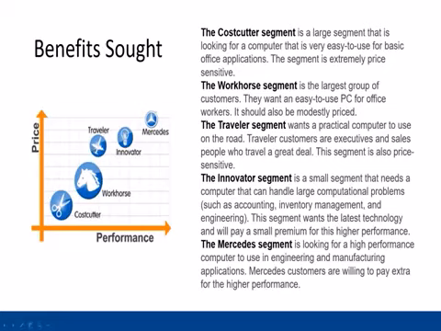So the traveler is looking for portability and the innovator is looking for performance, and they're both willing to pay for that thing that they want out of their computer. The Mercedes segment is looking for high performance and is willing to pay a little bit more for it. So they're looking for the newest and the best thing, and they're willing to pay for that.